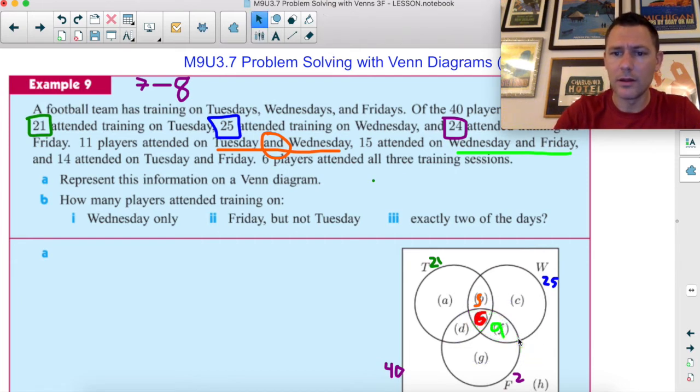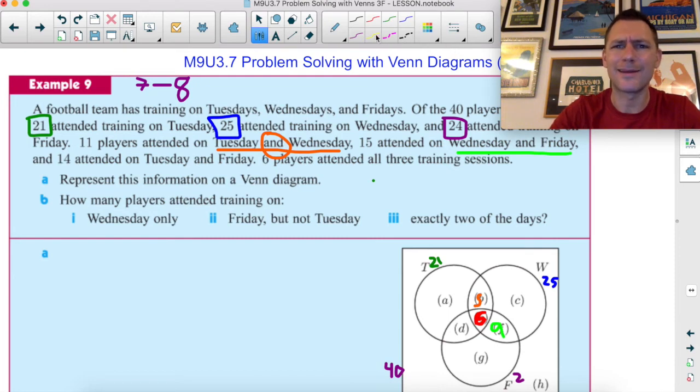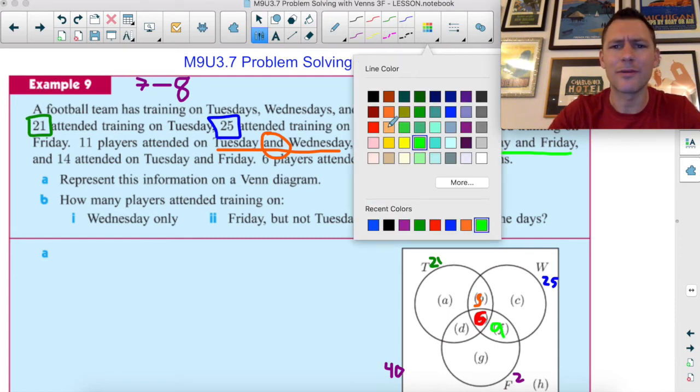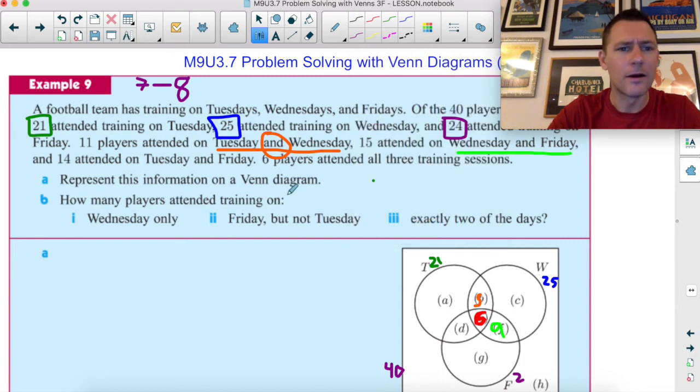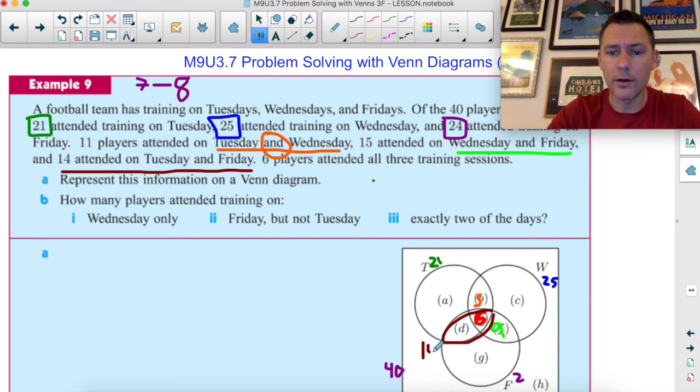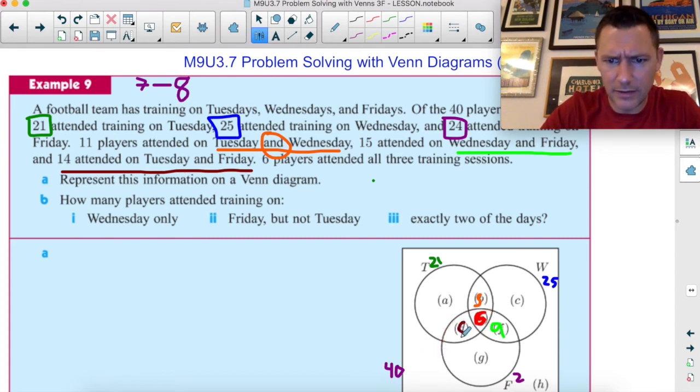Great. Play that same game with the last one. I'm running out of color options. I'm not great with color options. Dark red. 4 here's Tuesday and Friday. 14 were there. So 8. Great. So this has to be 8. Now we got ourselves a ball game because this has to be 21 in total.